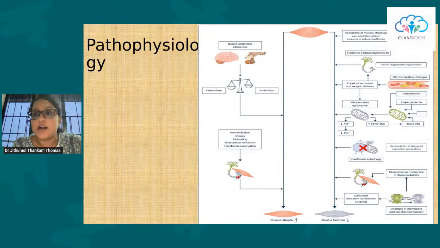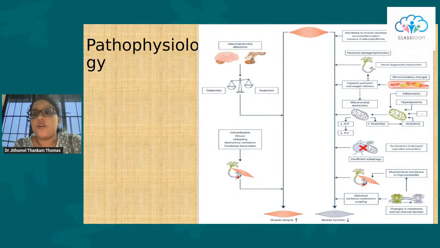Then the other factors are axonal degeneration causing neuronal damage. Microcirculatory changes are another important pathophysiological mechanism. When there is a microcirculatory change, that is vasodilatation and increased permeability, this can impair oxygen delivery, oxygenation and perfusion of your muscles, and that can result in decreased muscle function. It can also cause mitochondrial dysfunction, which is another important mechanism. When there is mitochondrial dysfunction, there is decreased formation of ATP, increased formation of free radicals, and a lot of inflammation. Even hyperglycemia can in turn result in a lot of mitochondrial dysfunction.